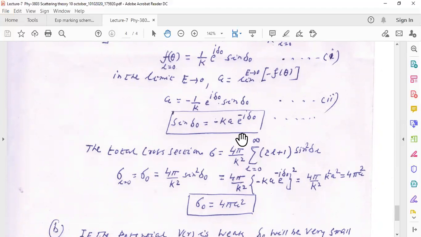I calculated sin δ_0, so I put this: (minus k a e^(-iδ_0)) whole square. So this is 4π/k² k² a², right? Now you see this k² cancels. So it becomes 4πa². So the total scattering cross section is always 4πa².